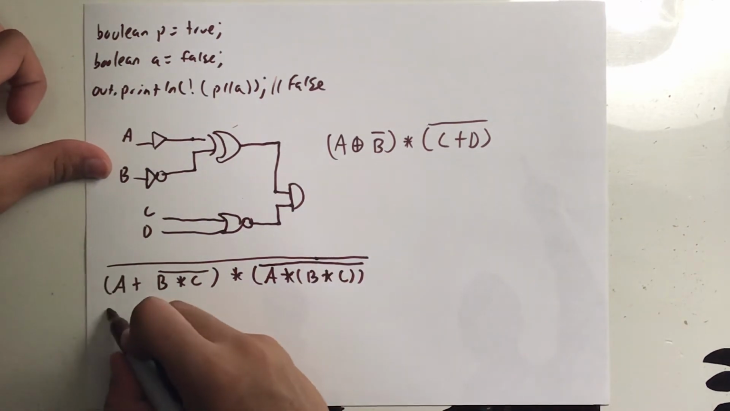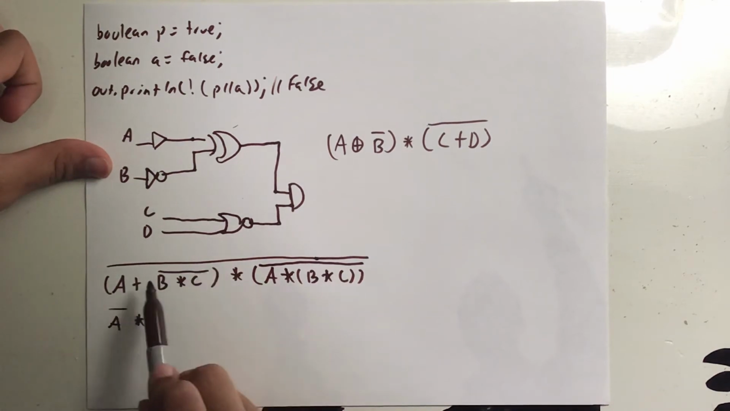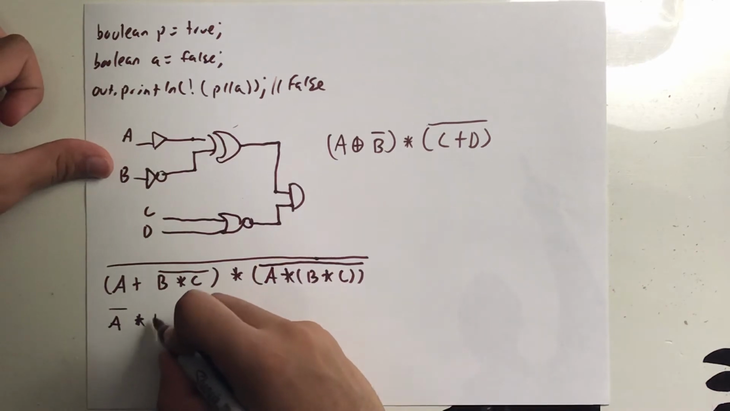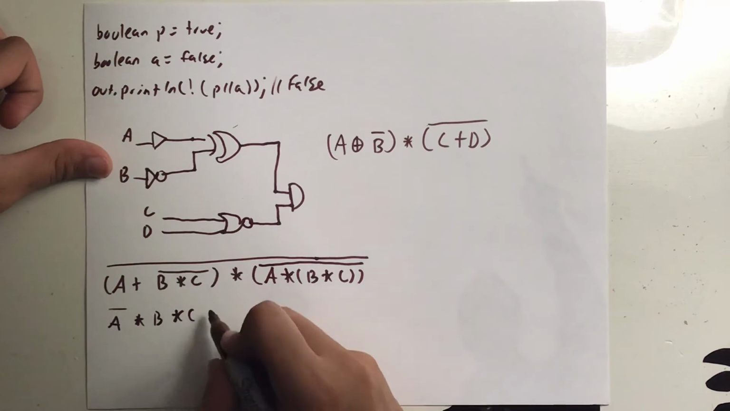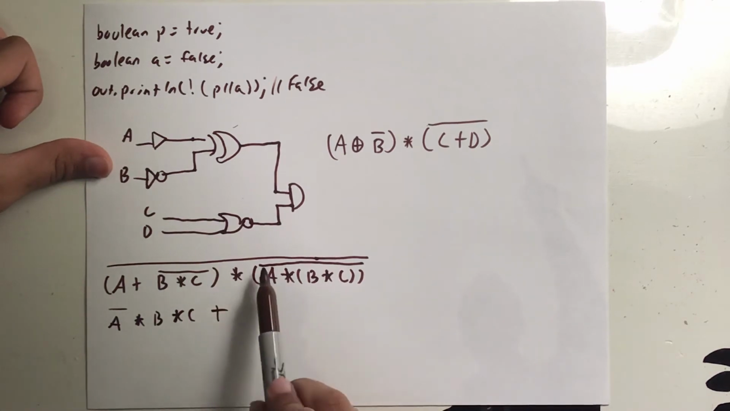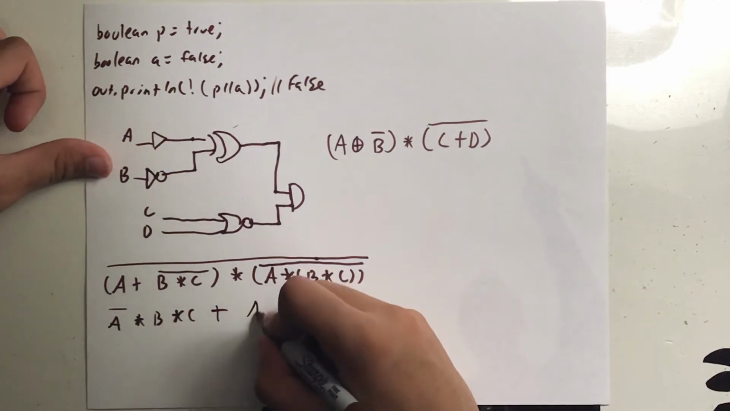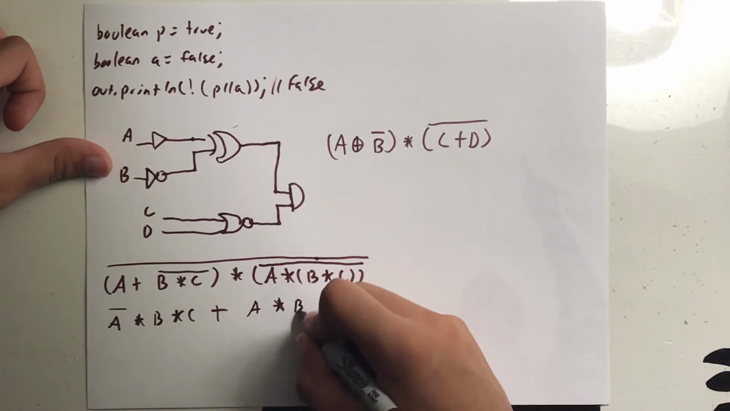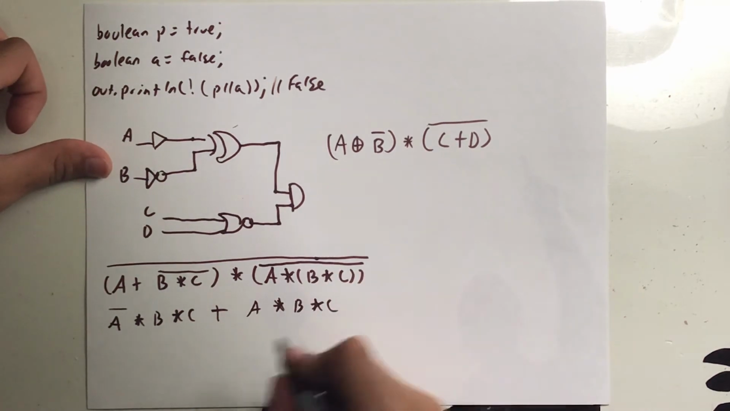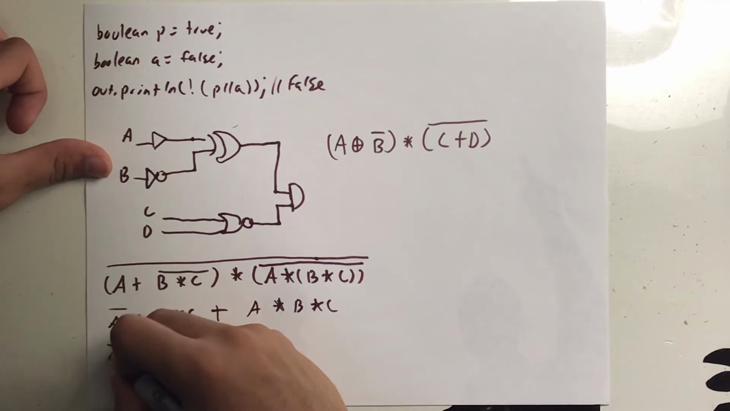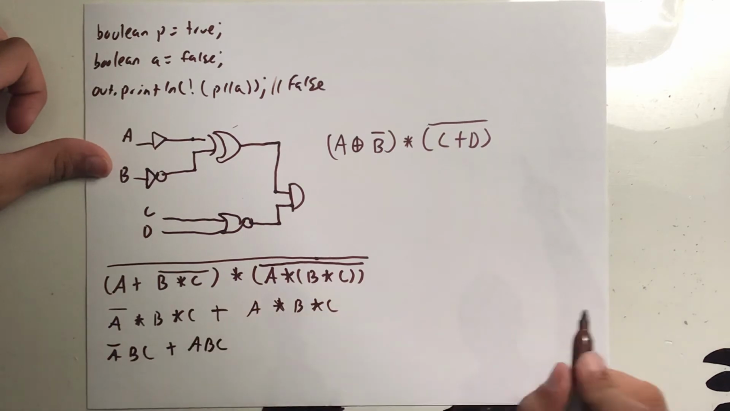This is not A. Not or is and. Not and a not cancel each other out. So it's B times C. This becomes an or. Not and is or. And then the not and not, the double not cancel each other out. So it's just going to be left with A times B times C. Then we rewrite it this way. Not A, B, C plus A, B, C.